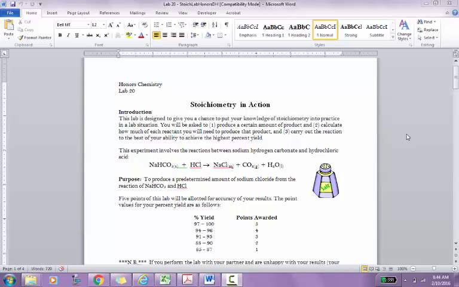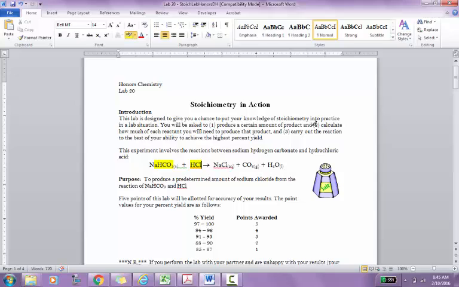Okay, honors chemistry fans, this is lab 20, stoichiometry in action. In this lab, you're going to actually be able to use the stoichiometry we've just been practicing on paper, and we're going to do it using a very simple reaction. It's a reaction between sodium hydrogen carbonate, that's right here, and hydrochloric acid, HCl.